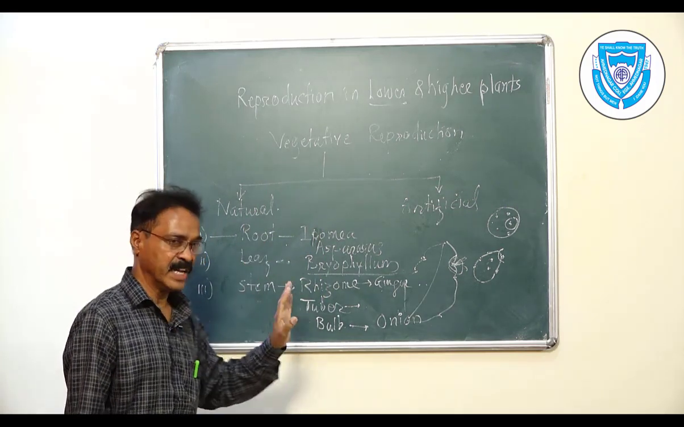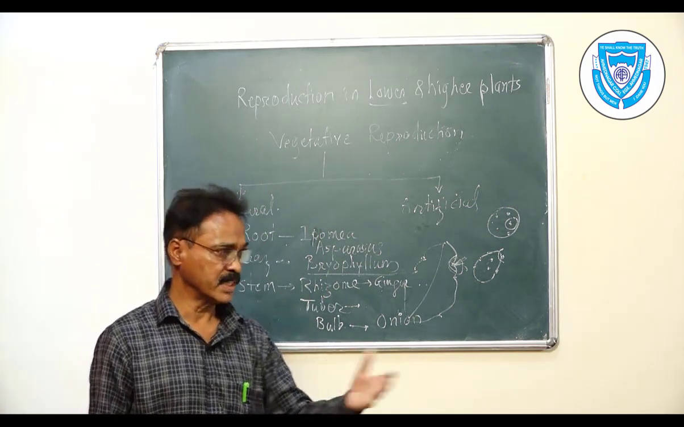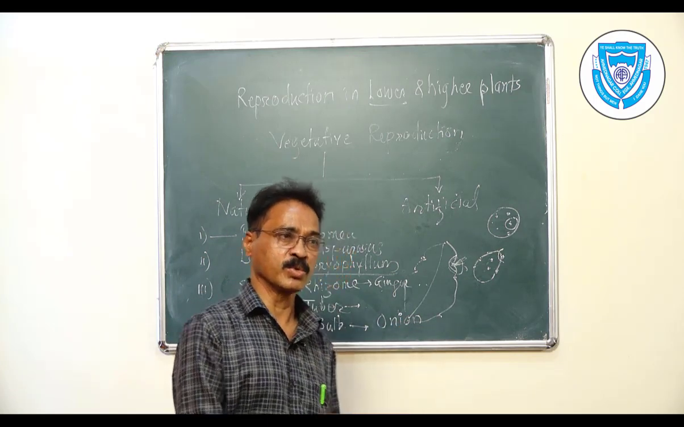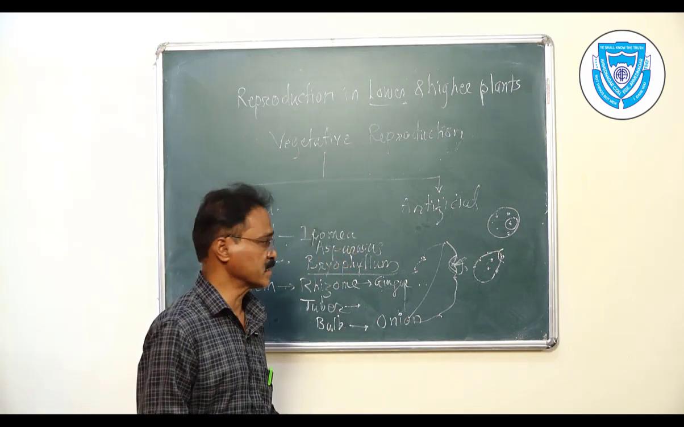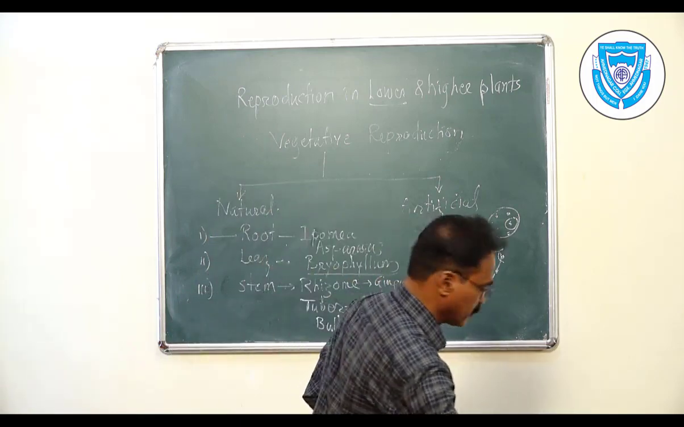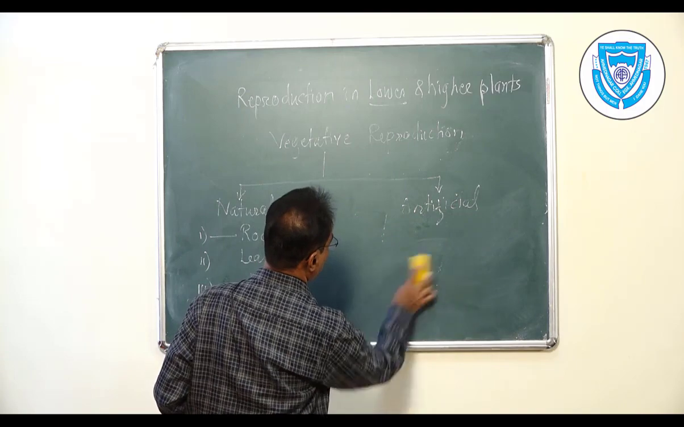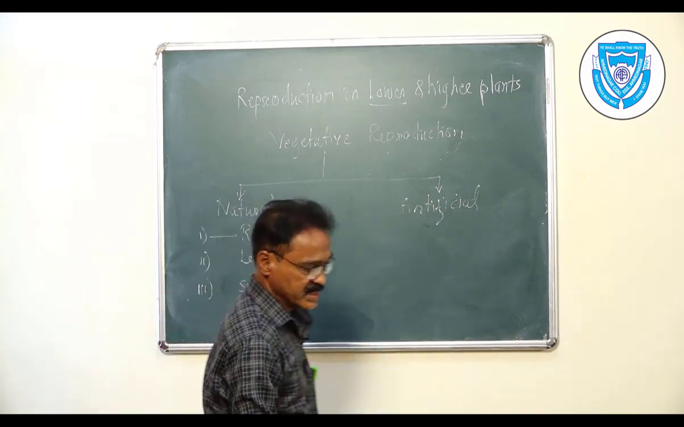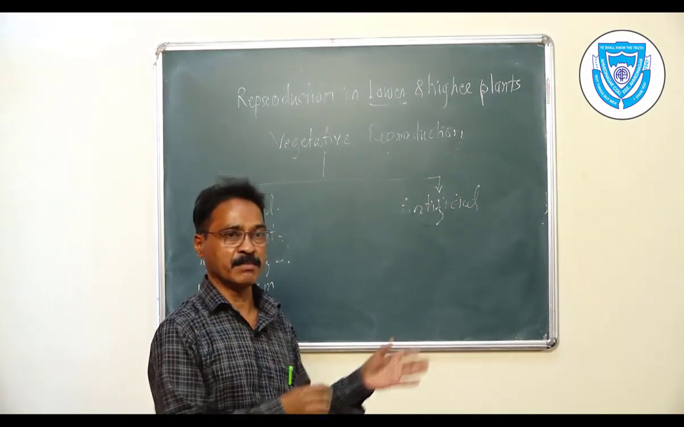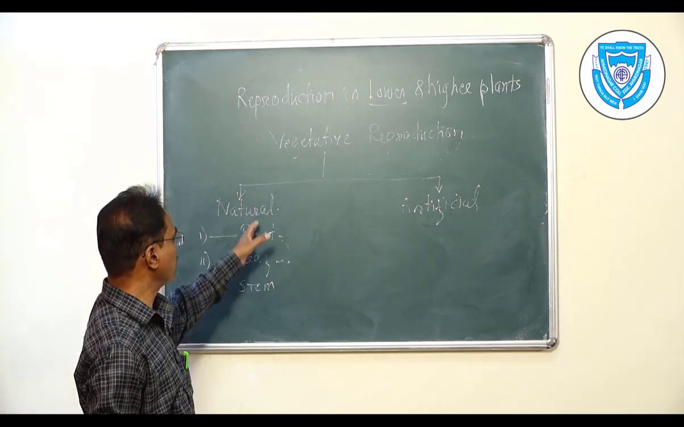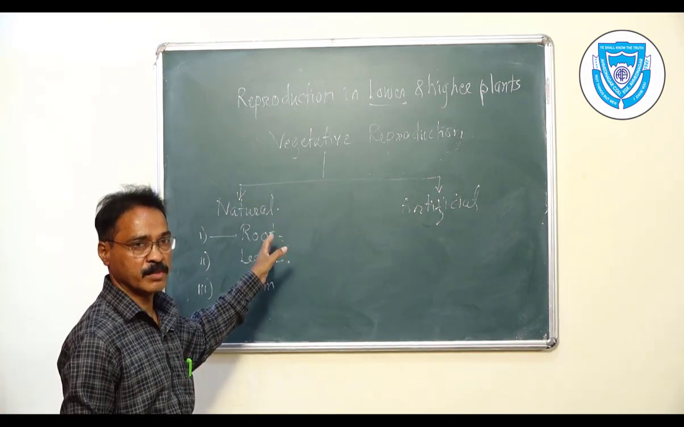So these are only the names that are given. What I said before, that we have already discussed and studied, so there is no need to see them in detail. Now the next one is the artificial. The important thing is that you must know the names or the examples. So remember the examples I have given as the natural methods of vegetative reproduction.